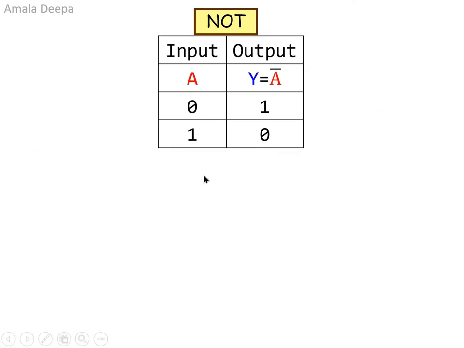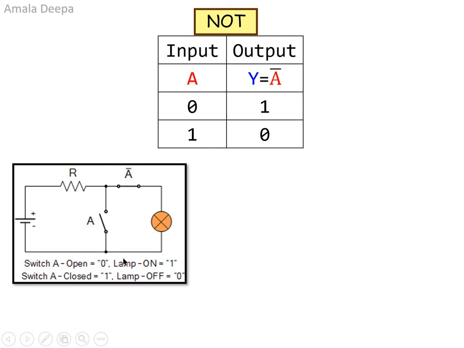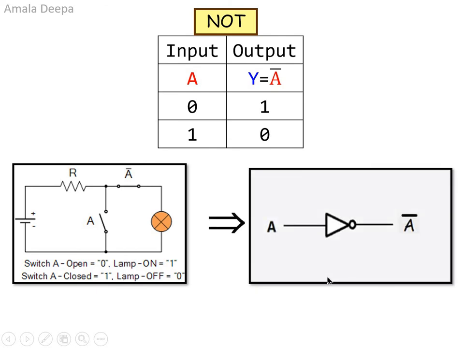So this is the truth table of NOT gate, and now you can see the circuit of NOT operation, and here is the NOT gate. So when A is 0, A bar is 1, and when there is a high input, the output is low.